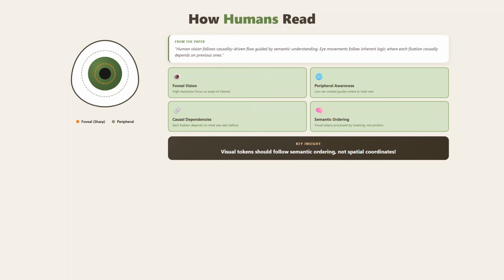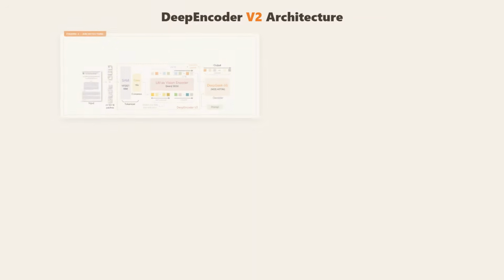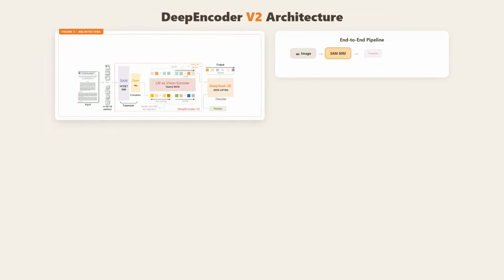This is the fundamental principle behind DeepSeek-OCR 2. Visual tokens should be processed in an order that reflects their semantic relationships, not their physical positions on the page. This simple but powerful idea leads to significant performance improvements. Let's look at how DeepSeek-OCR 2 actually implements this idea.